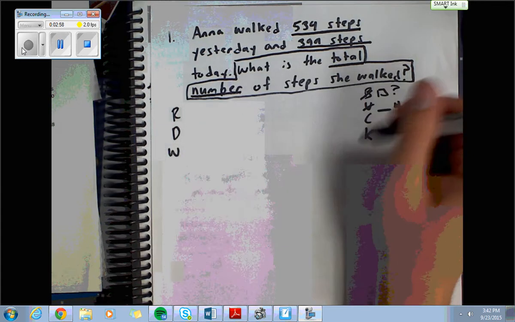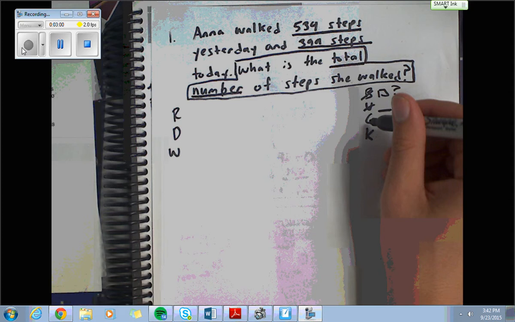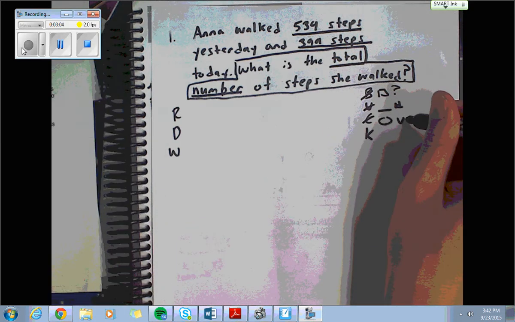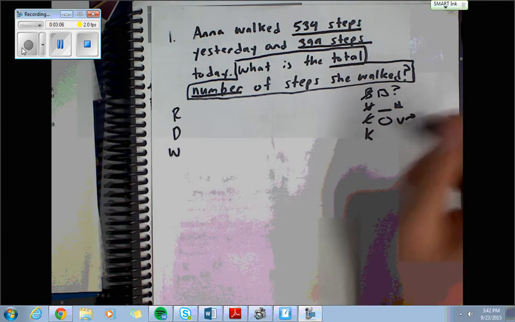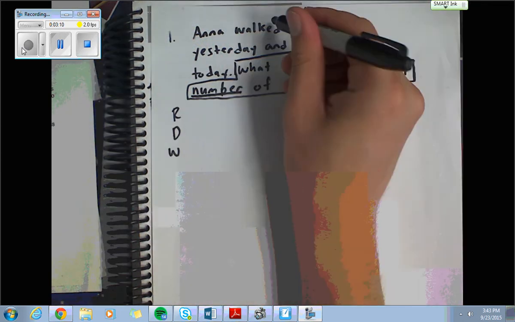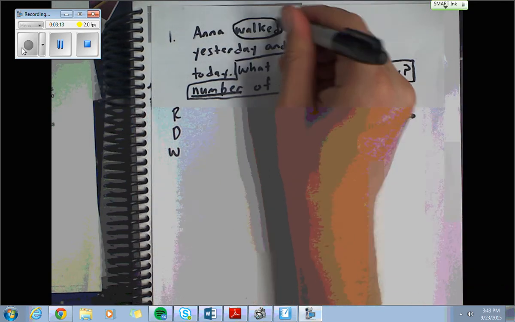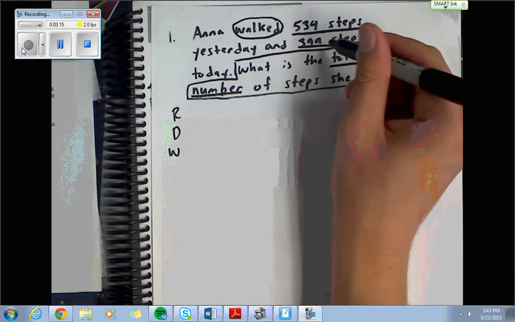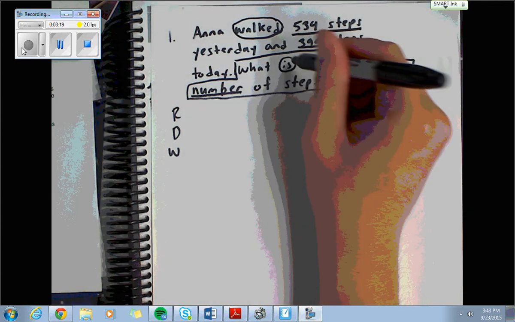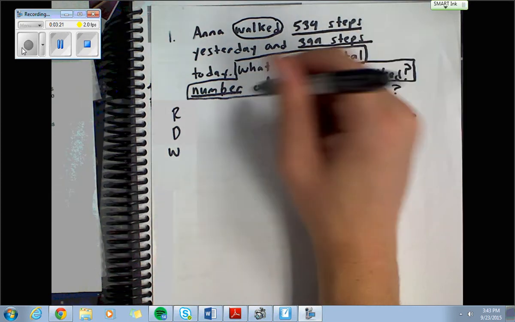Also my underline. Okay, C stands for circle the verb. So you're going to circle the actions in it. That's kind of help you kind of recognize what's happening in the problem. So looking at my problem here, Anna walked. Walked is the verb, so she walked a number of steps yesterday. And then she did the same thing today. What is a verb, so I'm looking for some kind of quantity or value. What is the number of steps she walked?